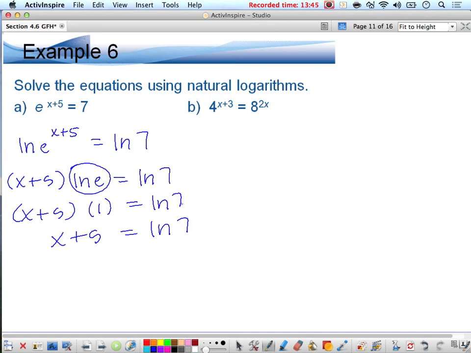So it's really easy now. What's the last step? Subtract 5 from both sides. So we have x equals the natural log of 7 minus 5. That is the exact answer. Now that does not become the natural log of 2. Those are not like terms. One has a natural log and the other does not.